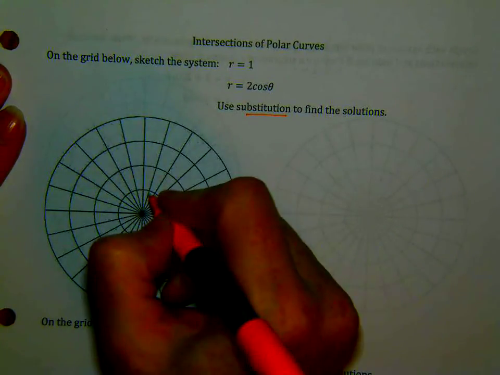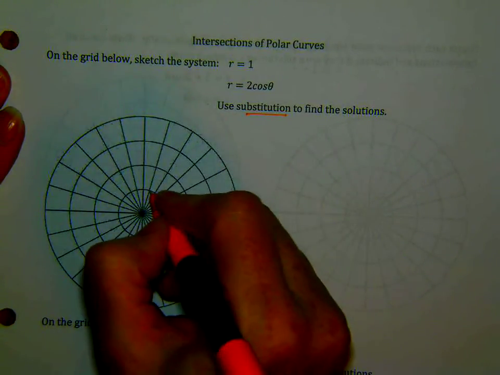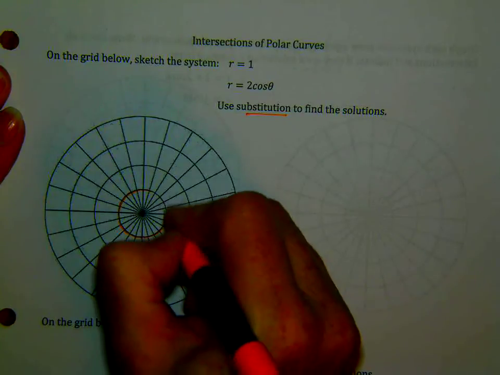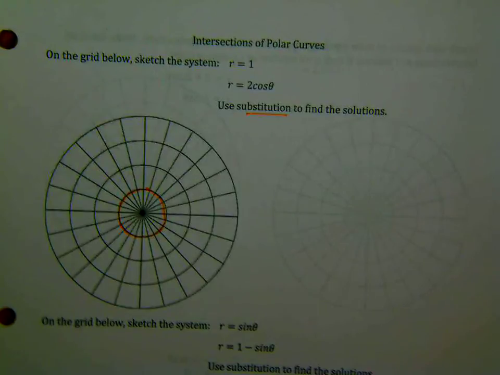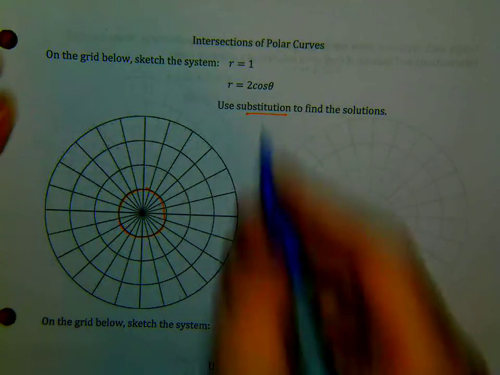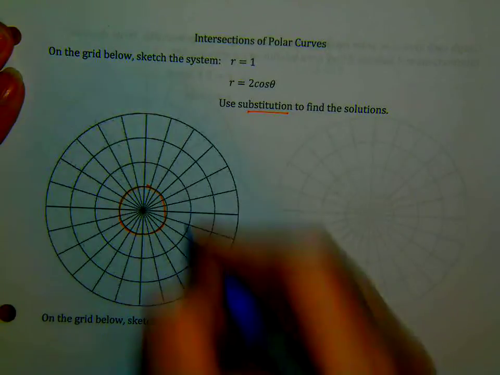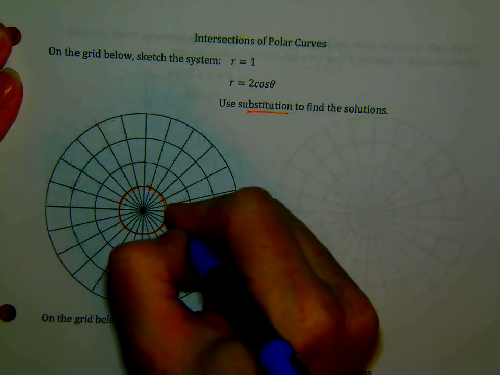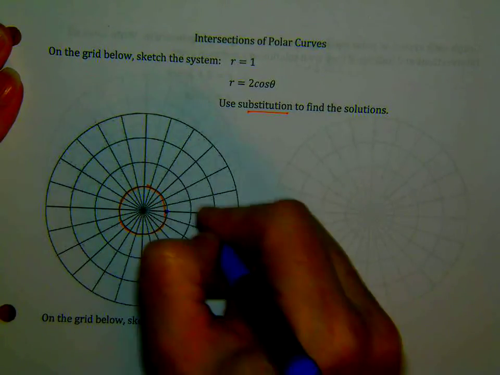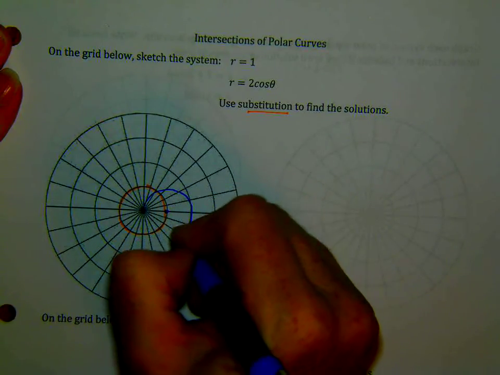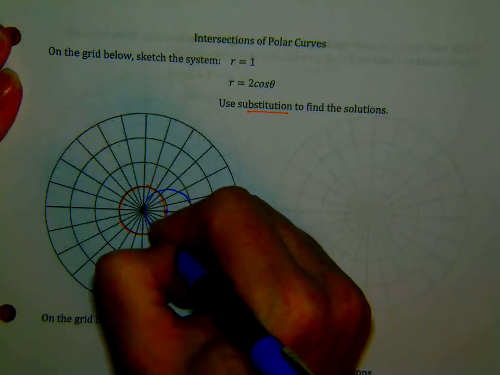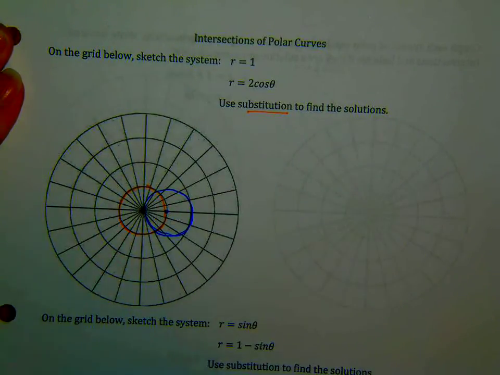r equals 1 is a circle. There we go. That's the first equation. Let's do the second equation. With the second equation, we have r equals 2 cosine theta, also a circle. Now we have the second circle. It has a diameter of 2, and it's going to be right here. I may not have drawn that perfectly, but let's hope it gets pretty close.